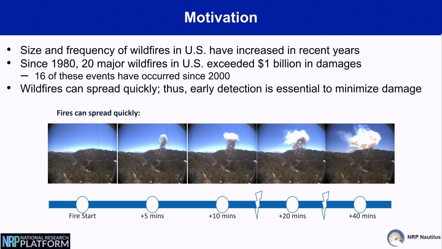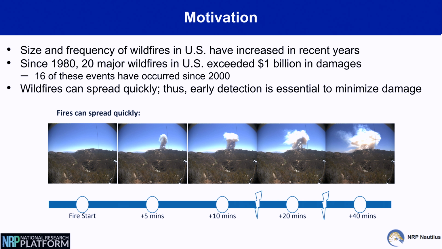All right, so as we have all heard in the news, the size and frequency of wildfires in the United States have notably increased in the last few years. So let me give you some statistics. Since 1980, 20 major wildfire events in the United States have occurred that exceeded $1 billion in damages. And 16 of those, the vast majority, have occurred just in the last 2 decades. In California, 7 out of the 10 largest wildfires have occurred in the last 6 years.